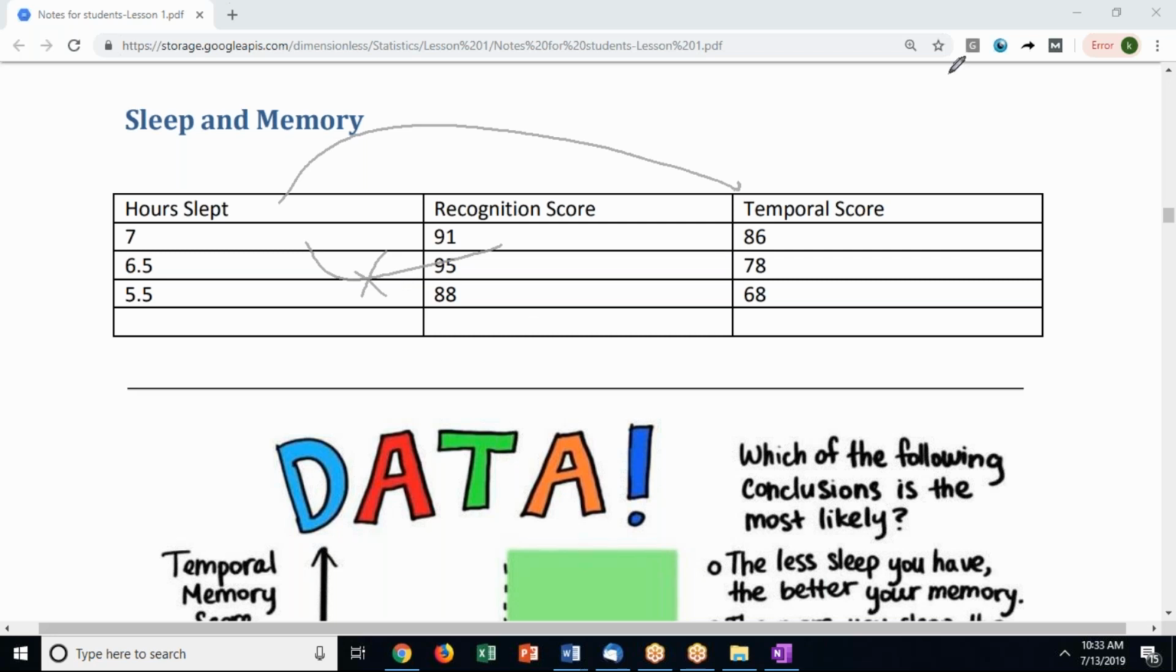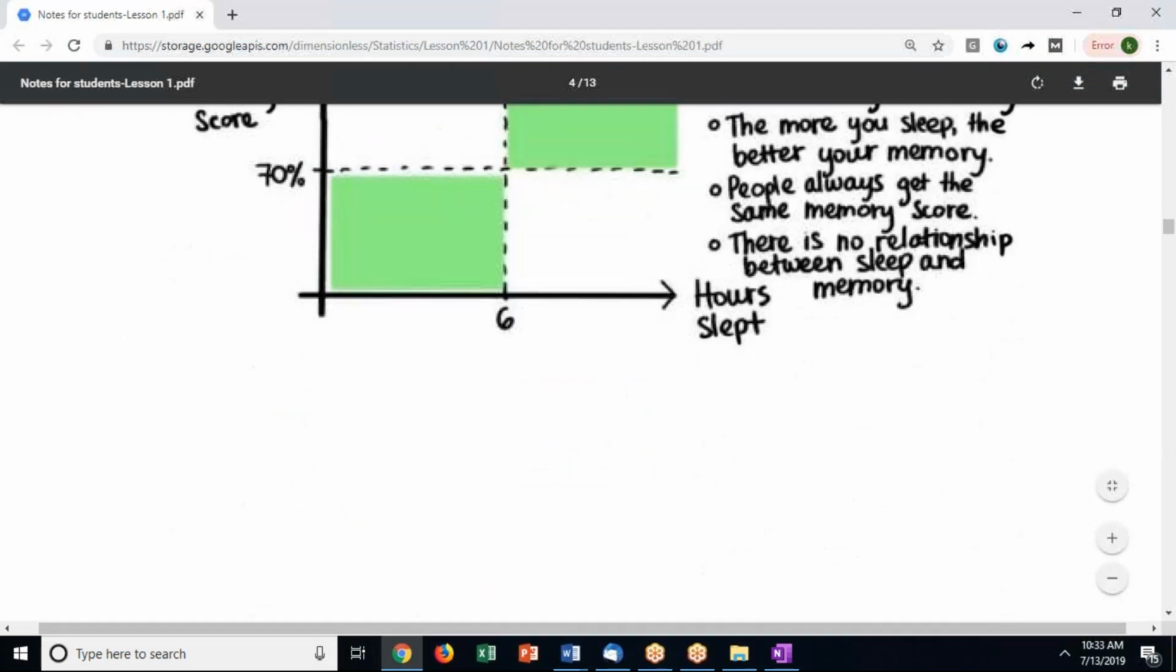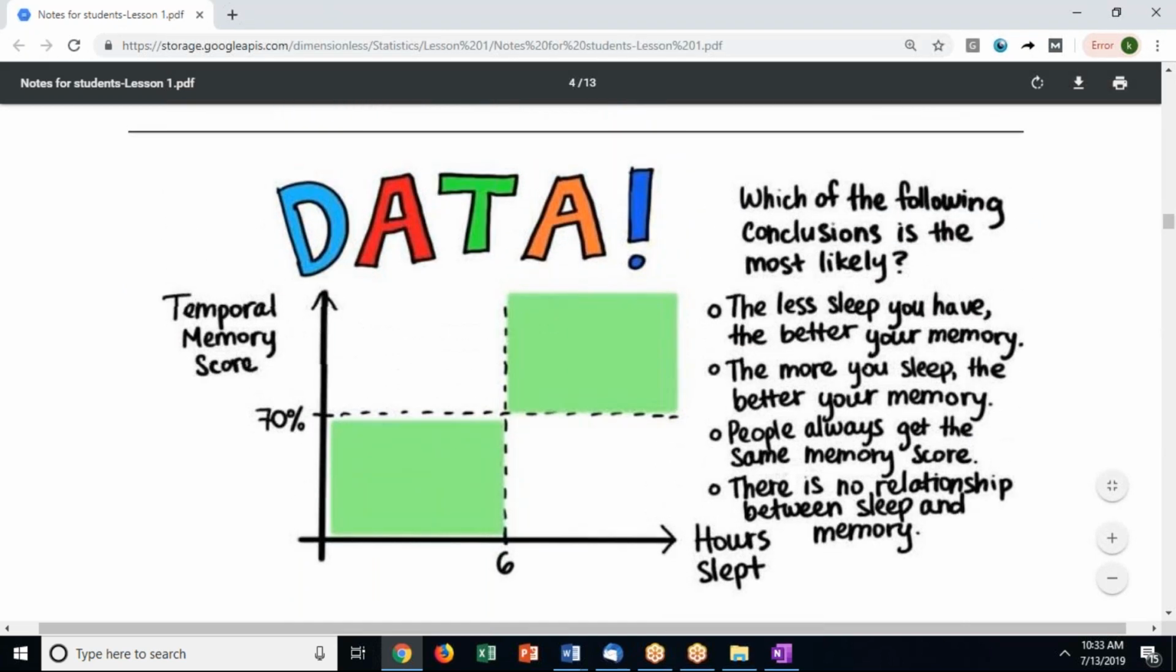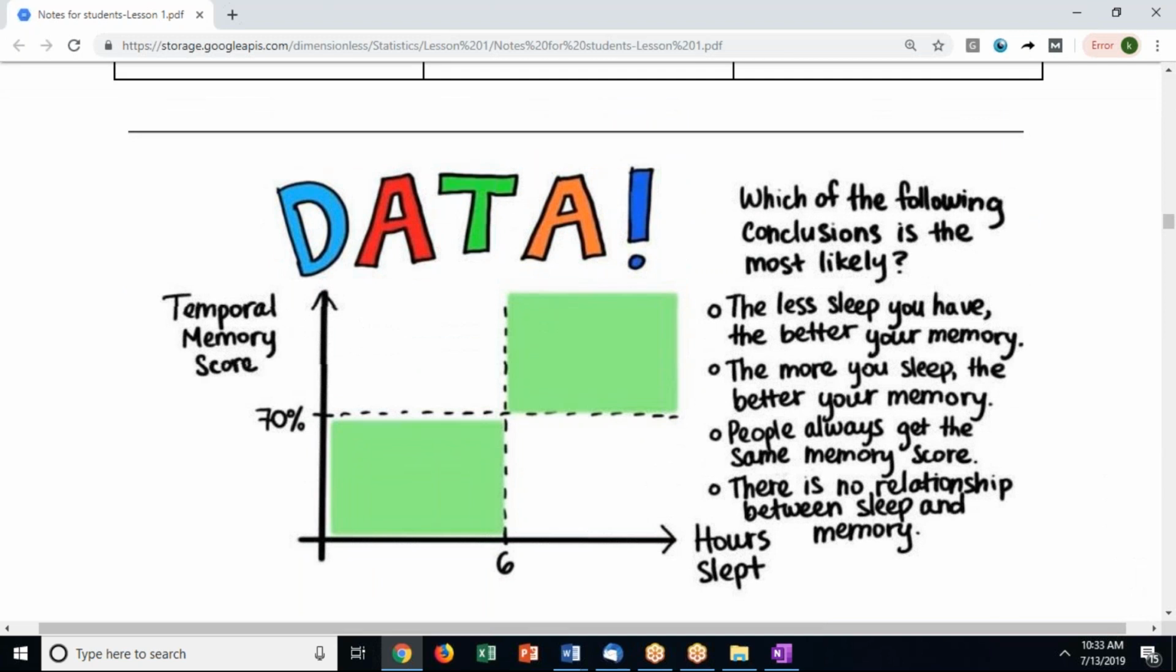Moving on. What is the conclusion that you quickly draw here, and then we'll move to the next topic? Option B: the more you sleep, the better you are. So you're saying the more you sleep, the better your temporal memory score. As the number of hours slept increases, the temporal memory score seems to go up. All right, let's quickly move on.